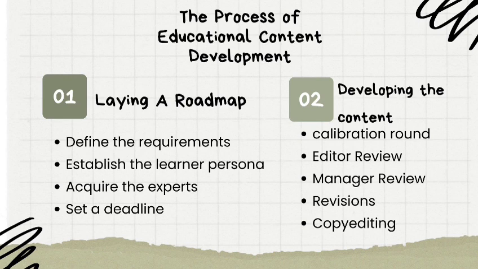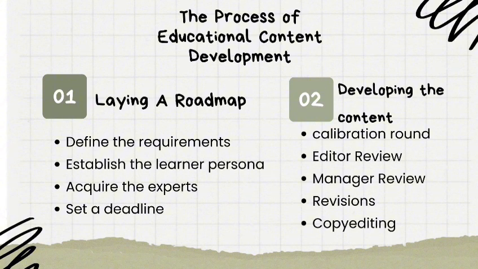Next is manager review. Once the editor reviews the content, it is shared with a subject matter expert. The expert examines the editor's feedback and the content to maintain quality and consistency. If the content is good to go, the process moves forward. Next is revisions. The writer works on the feedback shared by the manager and shares it with the editor. The process continues until the expert approves the content.